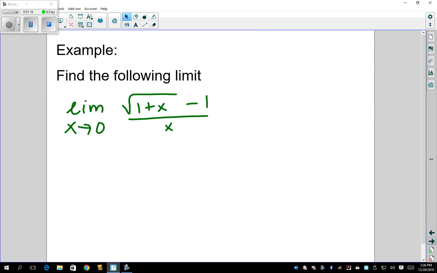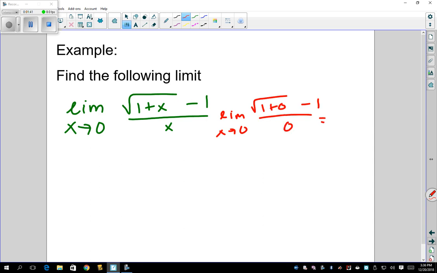So this is how we can see it falling into place. I'm asked to evaluate the limit as x approaches 0. My first instinct is to just plug in 0. So I get the limit as x approaches 0 of the square root of 1 plus 0, minus 1, over 0. Square root of 1 is 1, 1 minus 1 is 0 over 0. So this tells me that I need to use L'Hopital's rule.